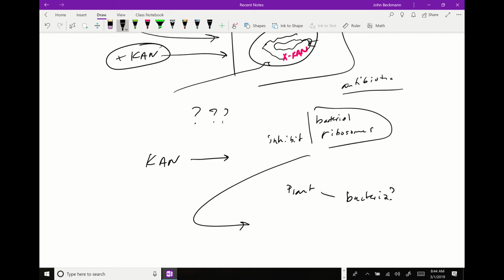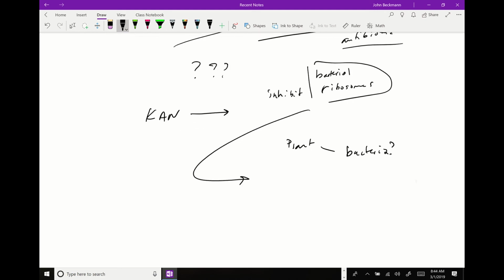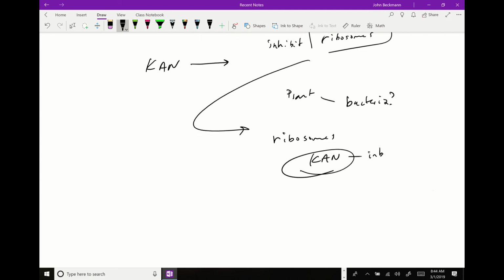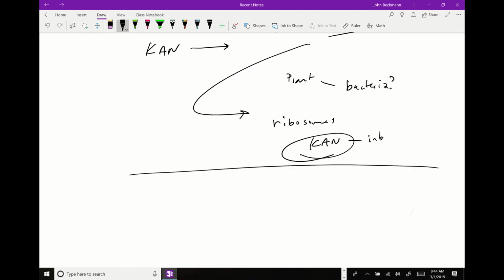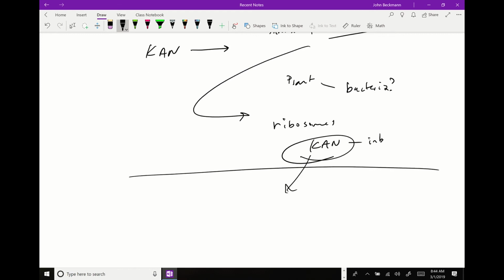Yes, the chloroplasts and mitochondria are ancestrally bacteria. So the chloroplasts actually have ribosomes. They have their own ribosomes. And kanamycin also inhibits the ribosomes of the chloroplast. So the reason you can select for plants and bacteria with kanamycin or its similar chemicals is because you get the same thing happening in the chloroplasts, okay? So we can select for the plants, transgenic plants, based on the kanamycin cassette.